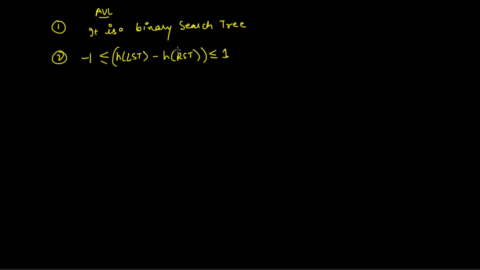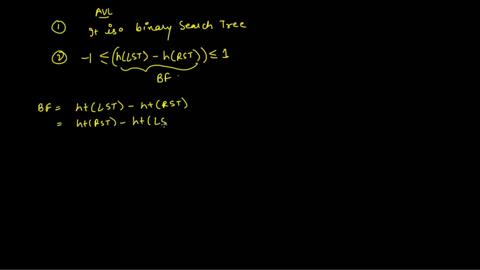They define the balance factor like this. So this is called the balance factor. What is a balance factor? Balance factor is height of left subtree minus height of right subtree. In some books, you can also find the balance factor defined as height of right subtree minus height of left subtree. Both of them are correct, right? Because in any case, it should be between -1 and 1.